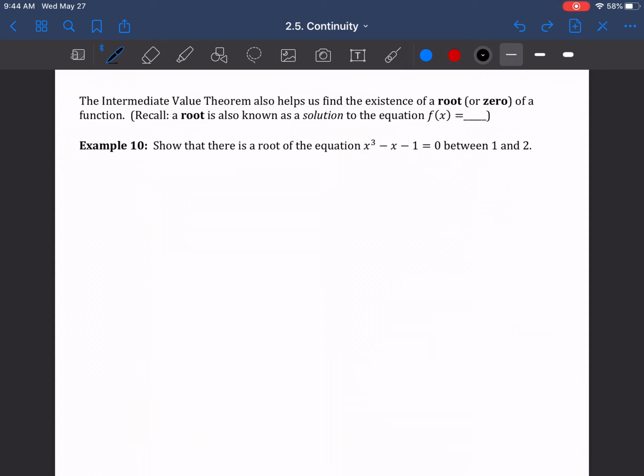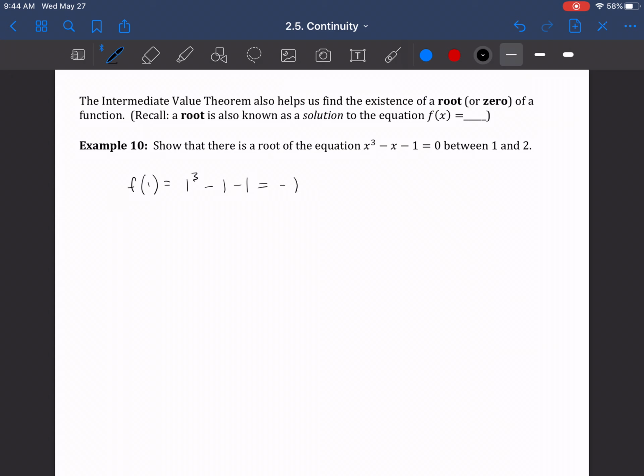Okay. The intermediate value theorem also helps us find the existence of a root or zero of a function. And this will actually help you narrow it down. So show that there is a root of the equation x cubed minus x minus 1 equals 0 between 1 and 2. So we have a continuous function. We have no breaks. Then this will work. So what we can say is, if we look at f of 1, we're going to get 1 cubed minus 1 minus 1, and that's going to equal negative 1.